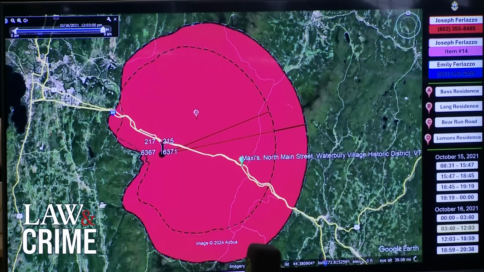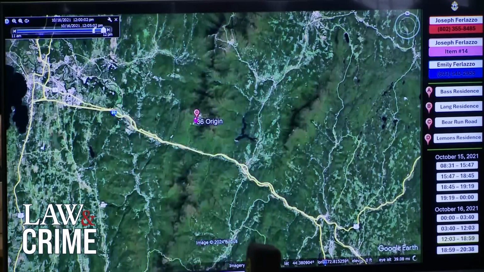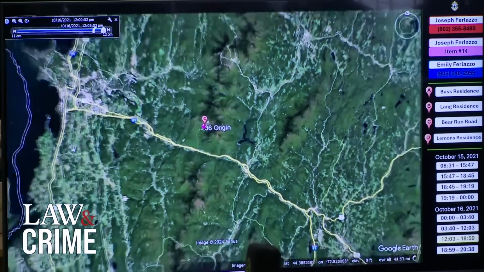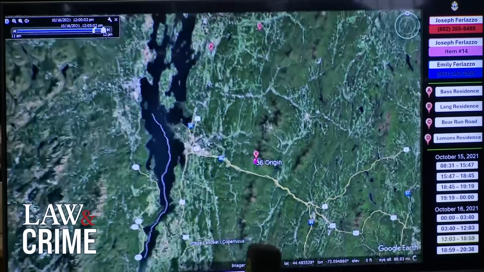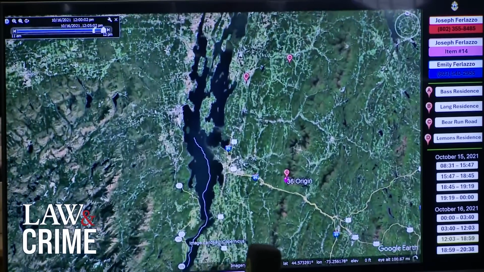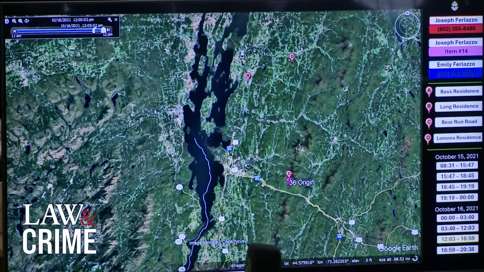Okay, so from your next timeline is around noon on Saturday the 16th through 7 p.m. Can you tell the jury what the device was doing during that time? So at about noon 03 is when I started to see movement. There was a trip that was started from item 14.